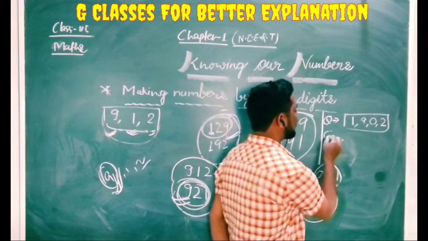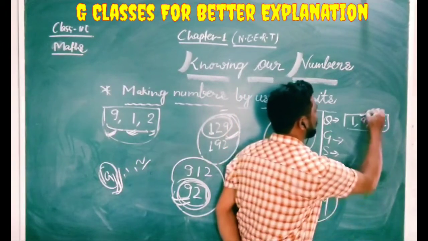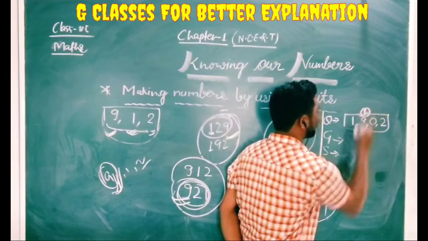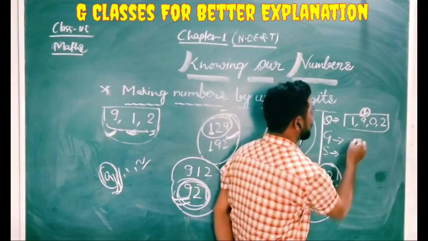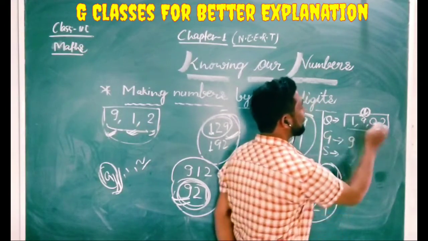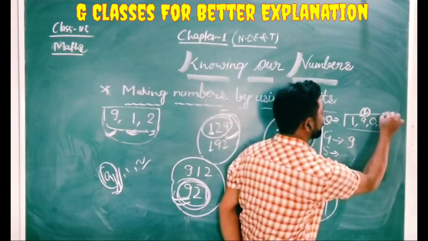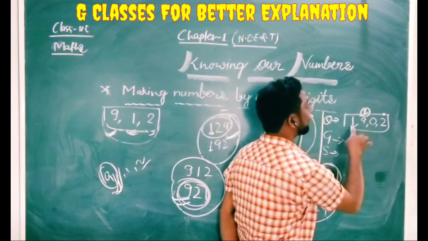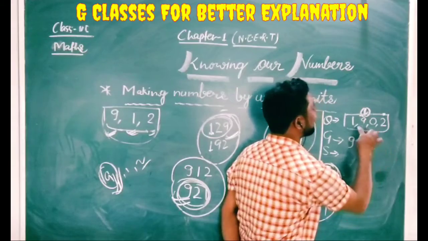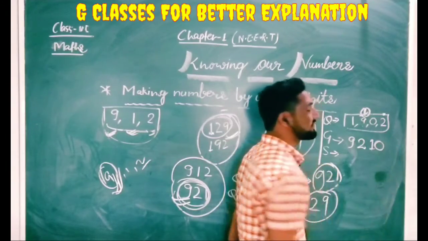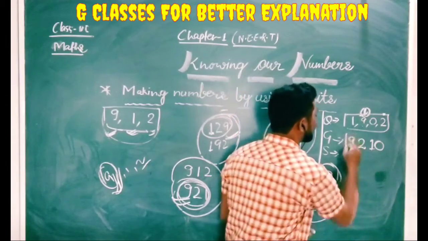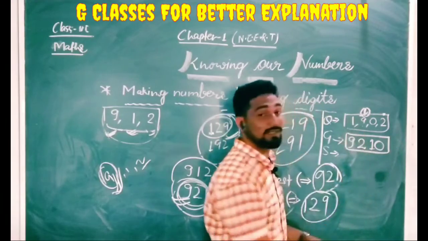As I told you, to write the greater one, we have to select the greatest digit, and this will be in the first position. 9 is the greatest here, so 9 will be written first. Then after that, which number comes? This 2. So 2 will be written. Then after that 1. And at the last 0 will be there, because 0 is the smallest one here. So the greater number will be 9210.